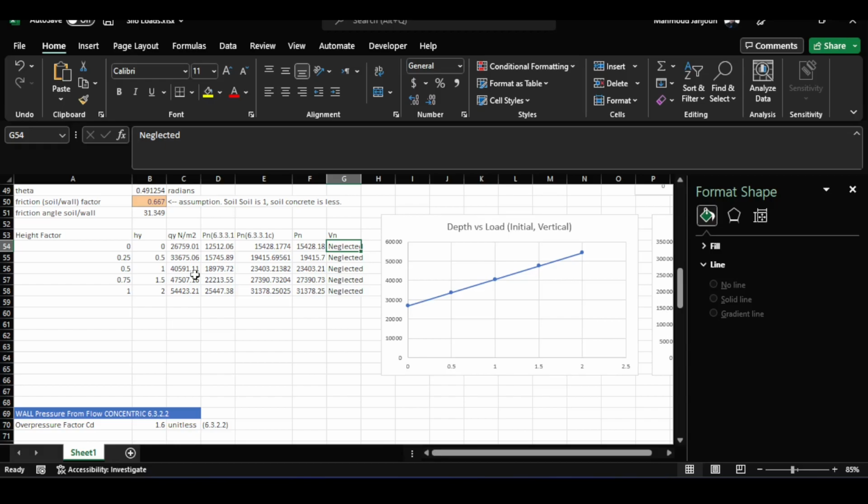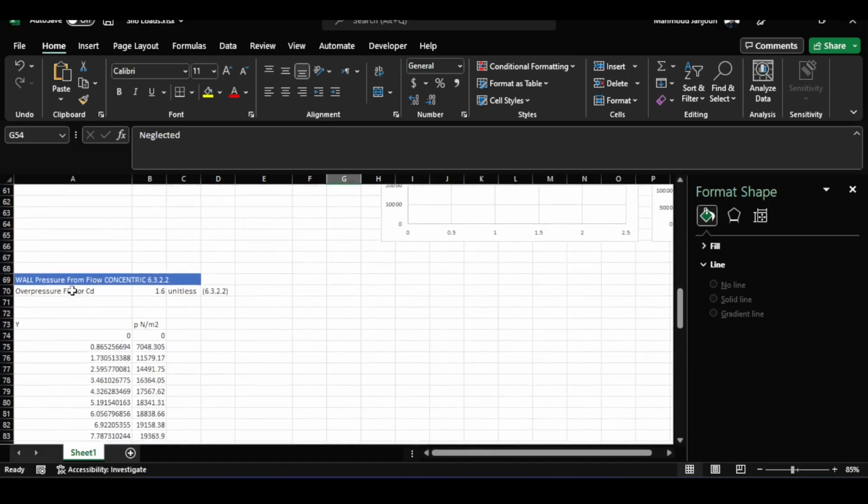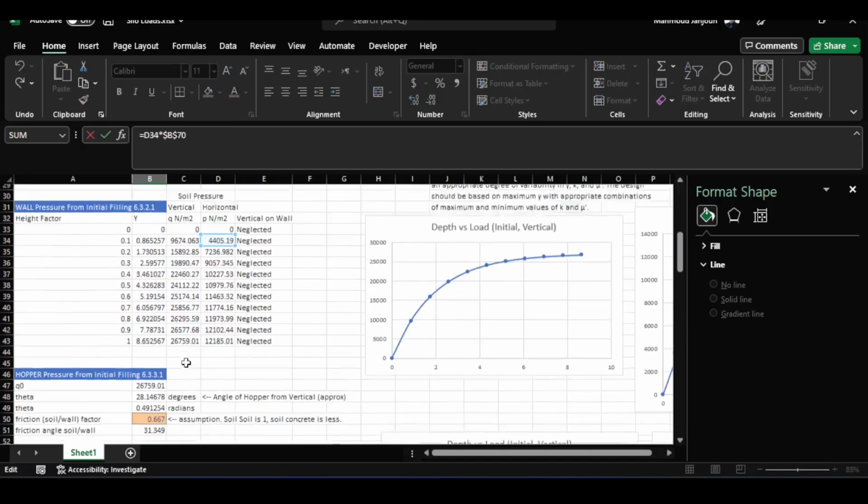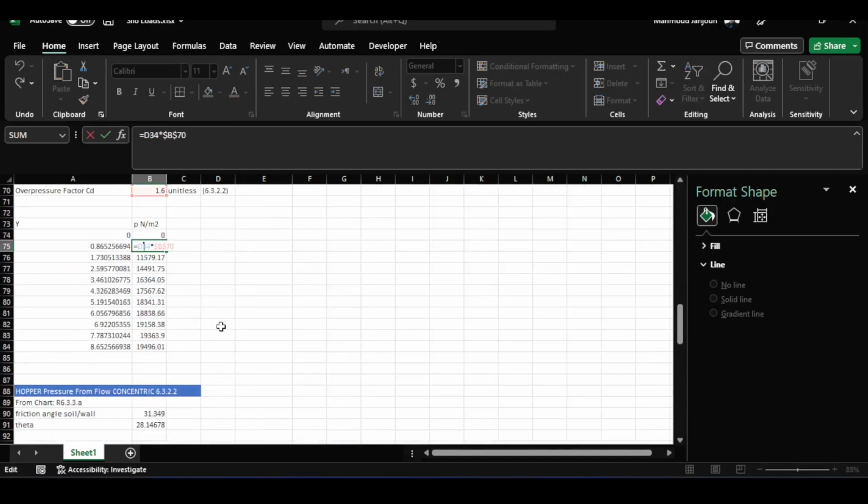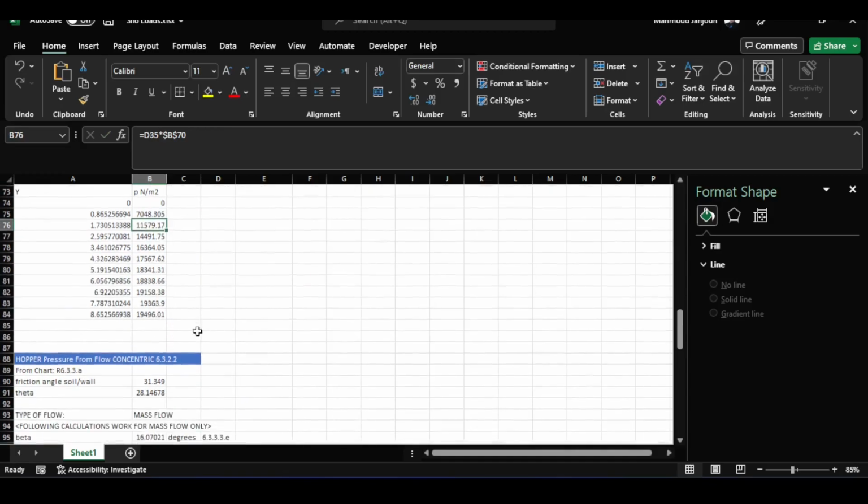Later, when you empty some of the granular materials, any later future opening will have less effect. So wall pressure under concentric flow is a very easy task. The 6.3.2.2 code paragraph tells you that you just multiply your static pressure with an overpressure factor of 1.6. So basically, I took the data here and multiplied this by 1.6, and end of the story. What about the hopper pressure?